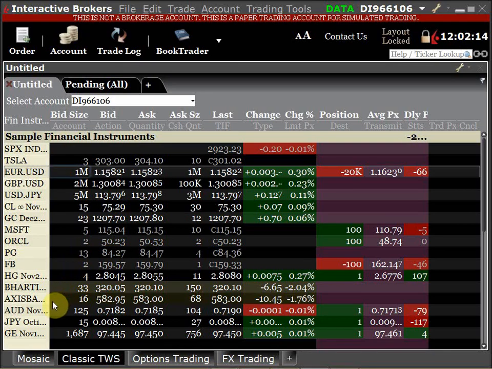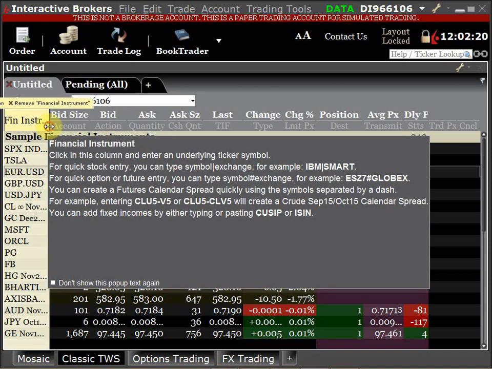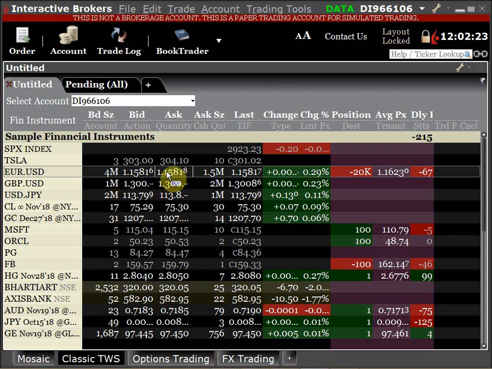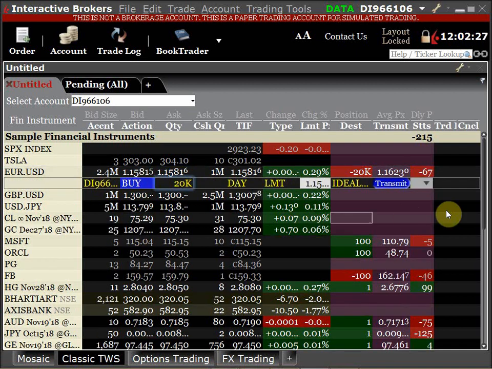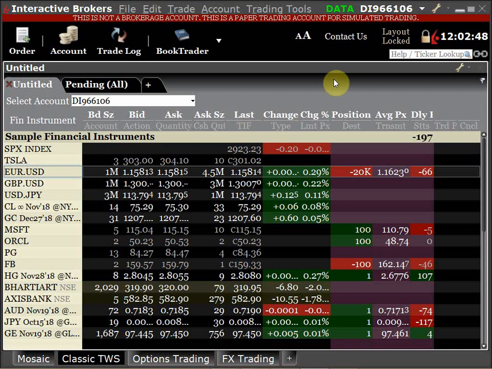Actually, I don't need to do this because I already have a position. Can you see that I'm short 20k on the euro? Can you see that the position is there in this column, on the euro row? If you see the euro row under the position column, there's minus 20k. This means I have a position in the euro, I'm short 20k in the euro.